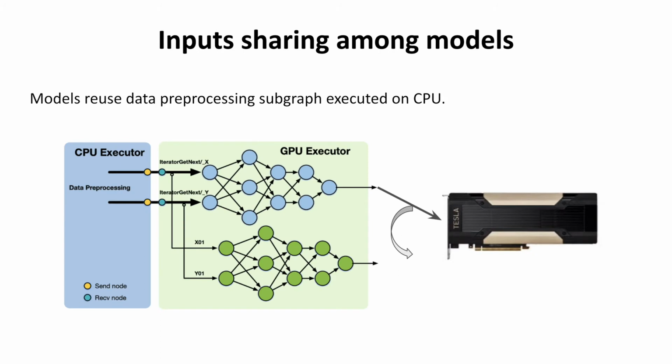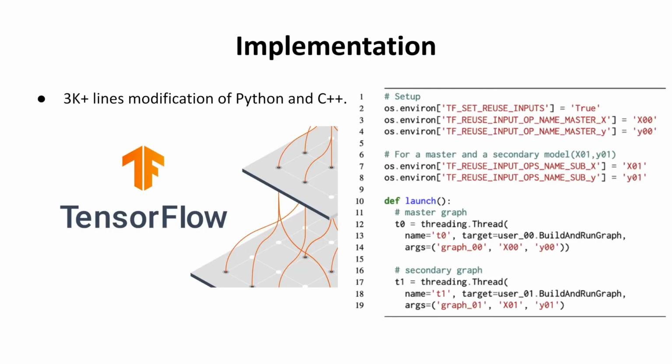The idea is to enforce the order of models to access the data from the CPU side. We also consider different models with the same data preprocessing. In this work, we have implemented a prototype of SwitchFlow in TensorFlow. We made changes to TensorFlow with 3,000 lines of Python and C++ code.